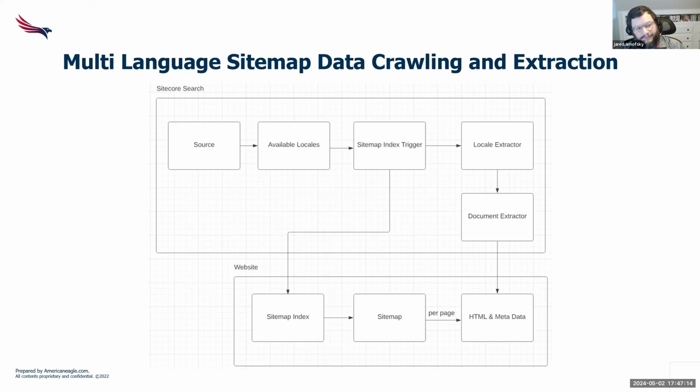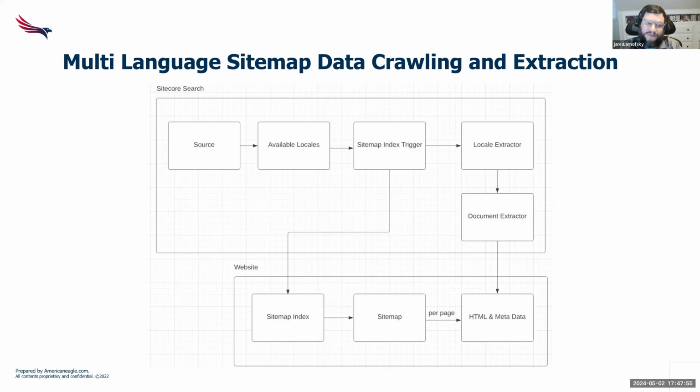So for this one, you can see the image is very similar to before, where there's Sitecore Search up top in that block and the website down there on that block. But we now have a sitemap index trigger, and to the right of that, we also now have a locale extractor. When we are doing the advanced crawler and we have multiple languages, or regardless if you're using the advanced crawler, you need to set a locale. If you just have one language, you would just set it as English. If you're using the non-advanced web crawler, I don't think you have to set a language at all. I think it would just do English by default. But in our scenario, we have multiple languages.